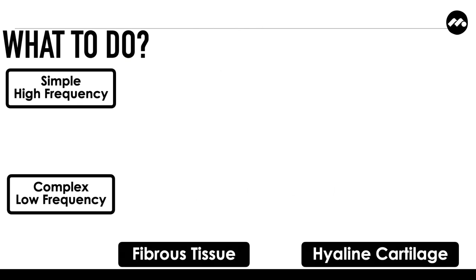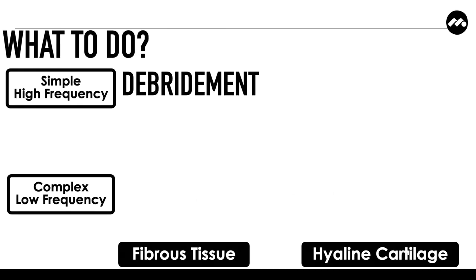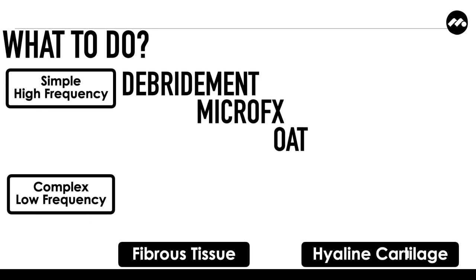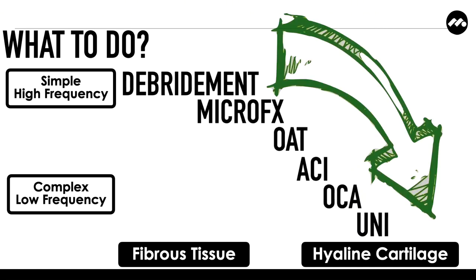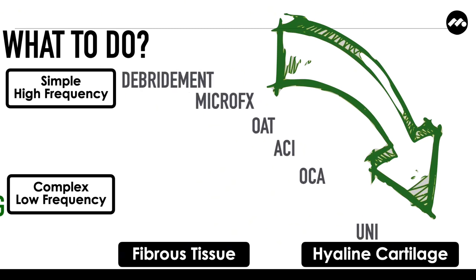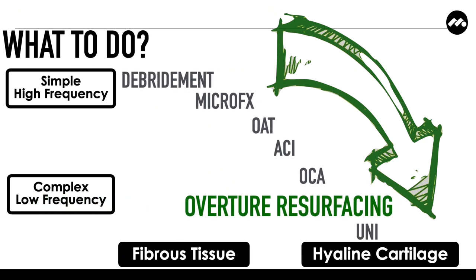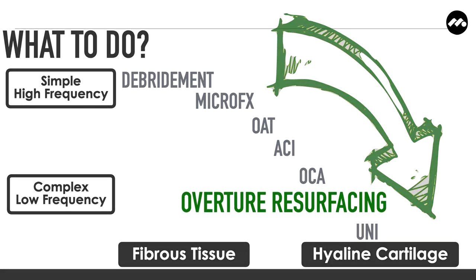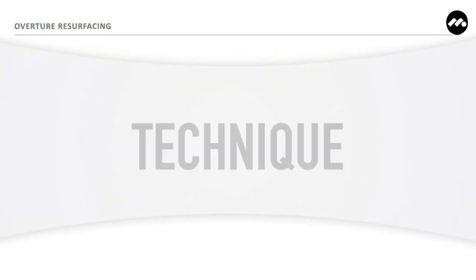The treatment algorithm follows a cascade that includes both simple high-frequency and complex low-frequency procedures, which range from debridement, microfracture, osteochondral autologous transplantation, autologous chondrocyte implantation, osteochondral allograft transplantation, and unicompartmental knee replacement. A new focalplasty technique, Overture resurfacing, is composed of femoral and tibial implants that allow the surgeon to replace only the diseased or damaged region of the joint while preserving healthy surrounding cartilage and meniscus.